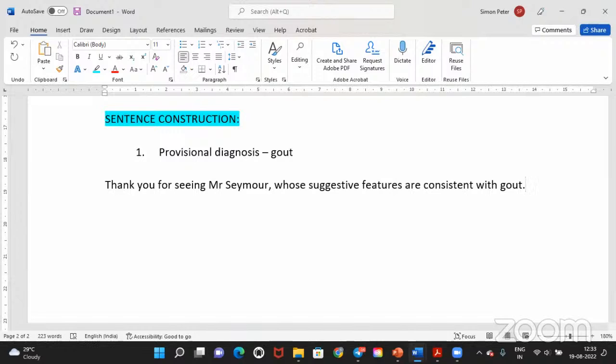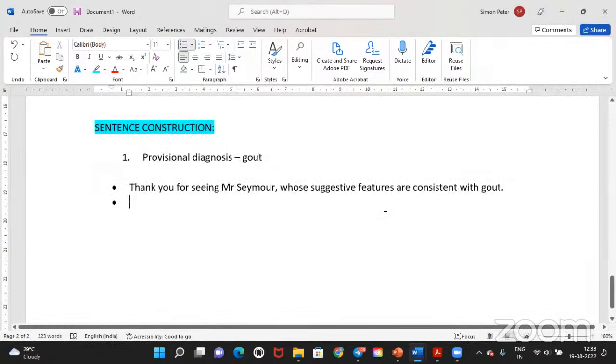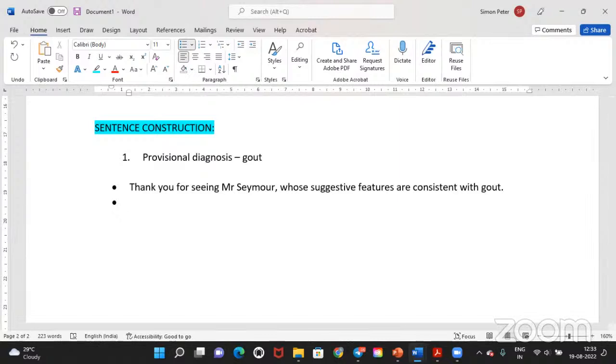Or you can also say, okay, so this is one sentence. Then you can also say: Thank you for seeing Mr. Seymour, who has signs and symptoms suggestive of gout.